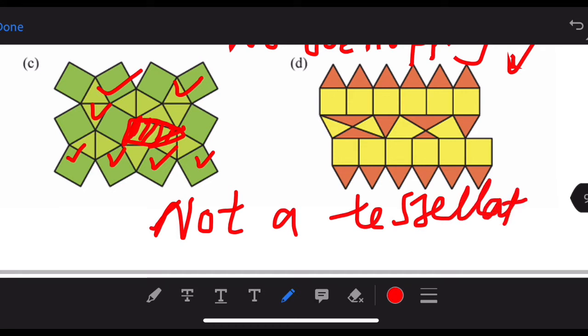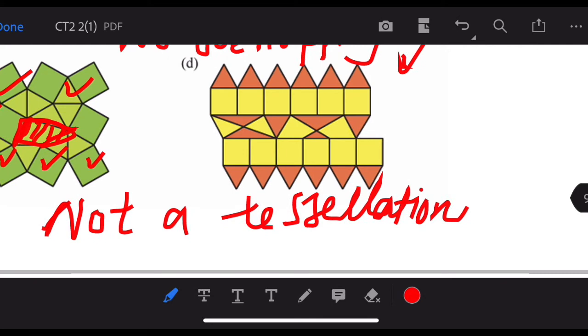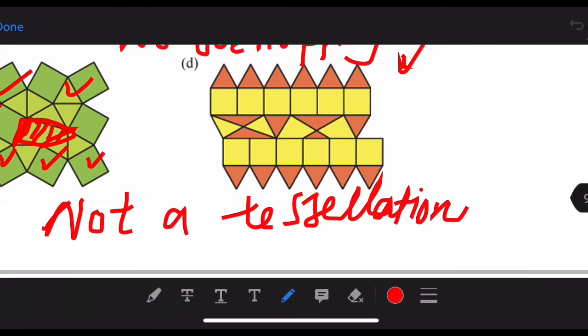Tessellation. Double S, double L. Okay, how about this one? So this one, as you can see, you have a certain shape, which, okay, does it recur? This one, does it recur? We have this triangle.